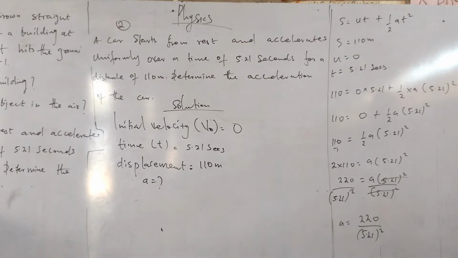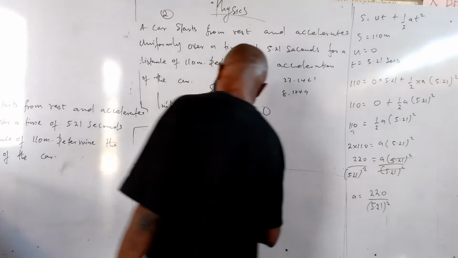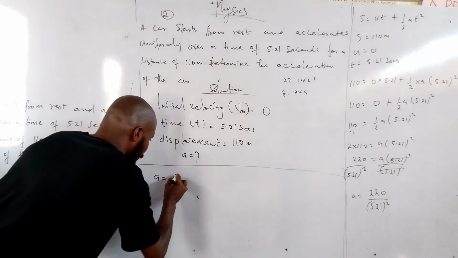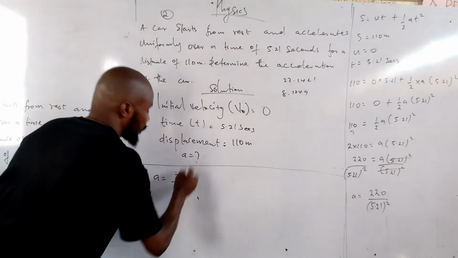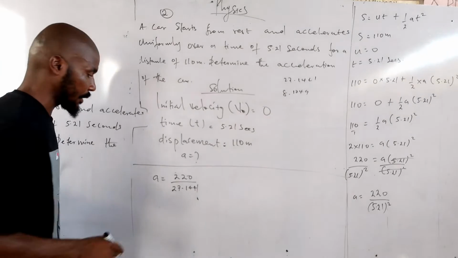We can actually use a calculator to punch this through and get our answer. Okay, we are here. We now see that acceleration is 220 divided by, bracket opens, 5.21, bracket closes, all squared. So our work now is to expand this: 220 divided by our expansion. So let's expand it and see what the answer will be. So my a will be equal to 220 divided by the expansion, which is 27.1441. You can punch it into the calculator.